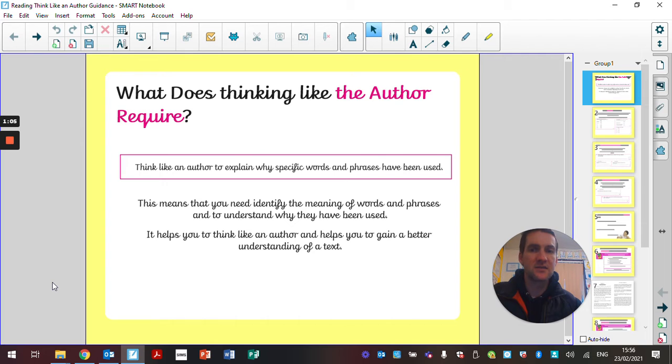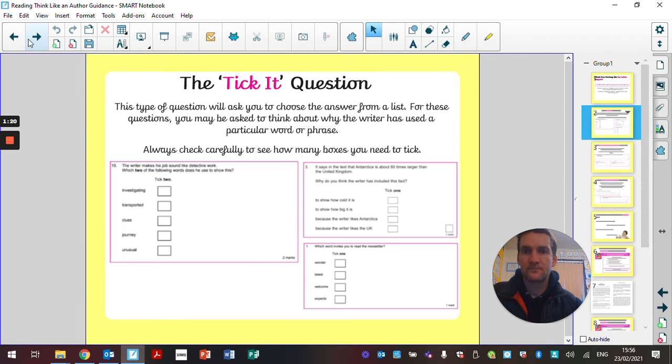So the purpose of the day is looking at how to identify the meaning of words and phrases and to understand why they have been used. It helps you to think like an author and gain a better understanding of a text. Like we've done before, what types of questions will be asked? We have the tick question, quite a common one, where the question will ask you to choose from a list. You may be asked to think about why the writer has used a particular word or phrase, and it will be one or two of the boxes that you are asked to tick.